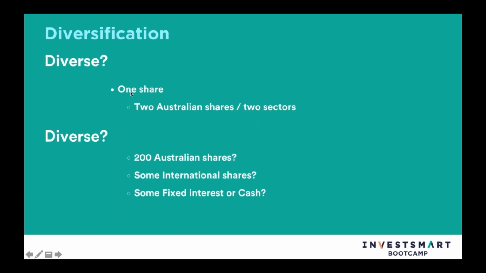So just to reiterate, one share, you're not diversified. Two Australian shares, so you're across two sectors? Not really. So what is diverse? Is it buying 200 Australian shares, having some international shares maybe, or having some fixed interest or cash, so having some other assets? That would be the next step to being more diverse. So that's what we ultimately told my grandfather, that you need to take some of the eggs out of just those two sectors and start to spread them across into different areas.